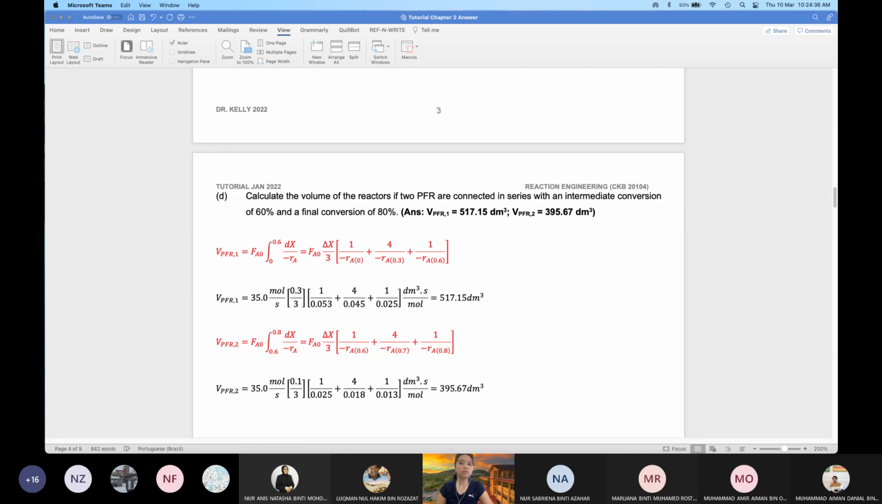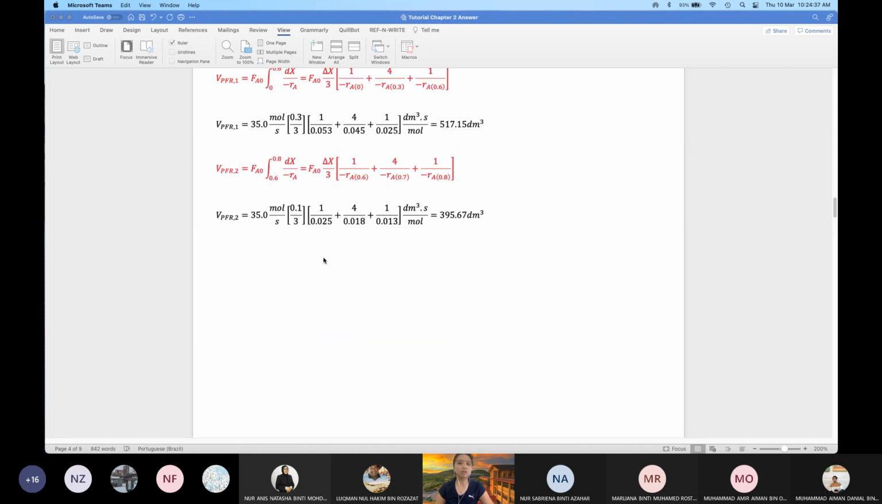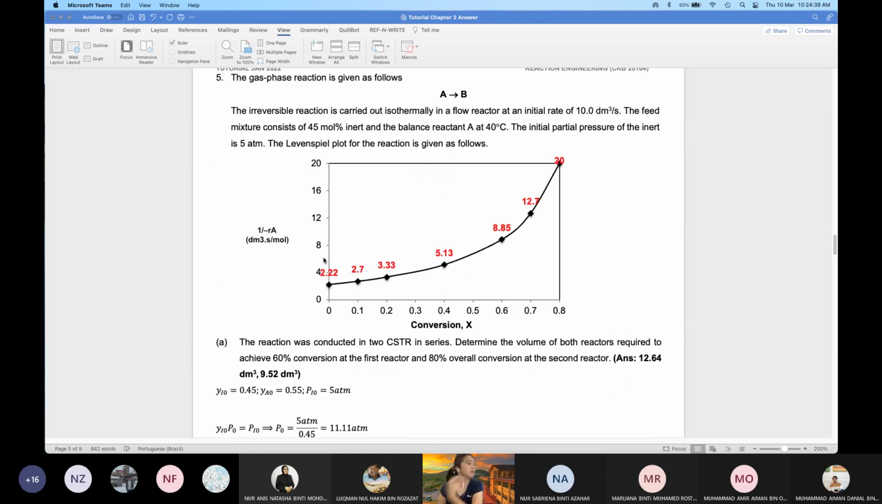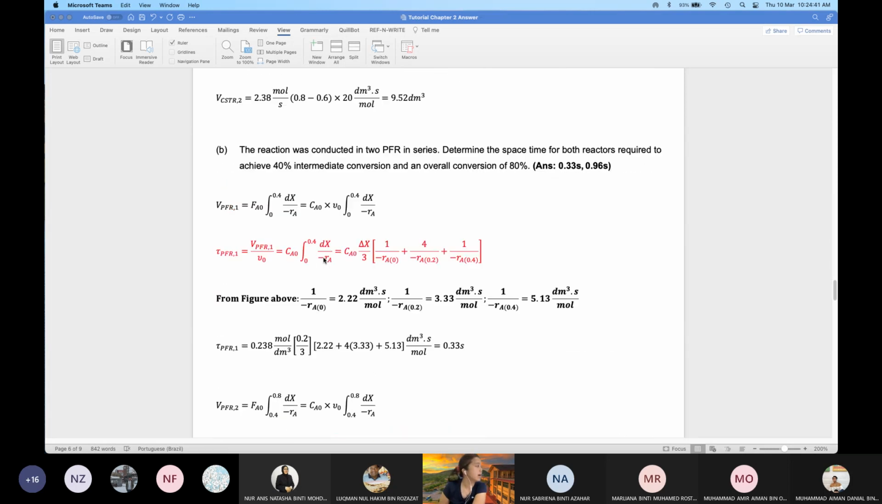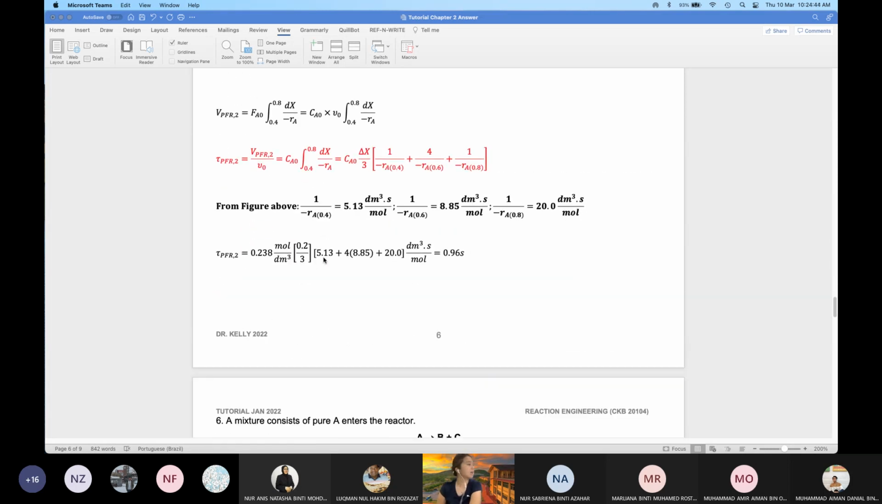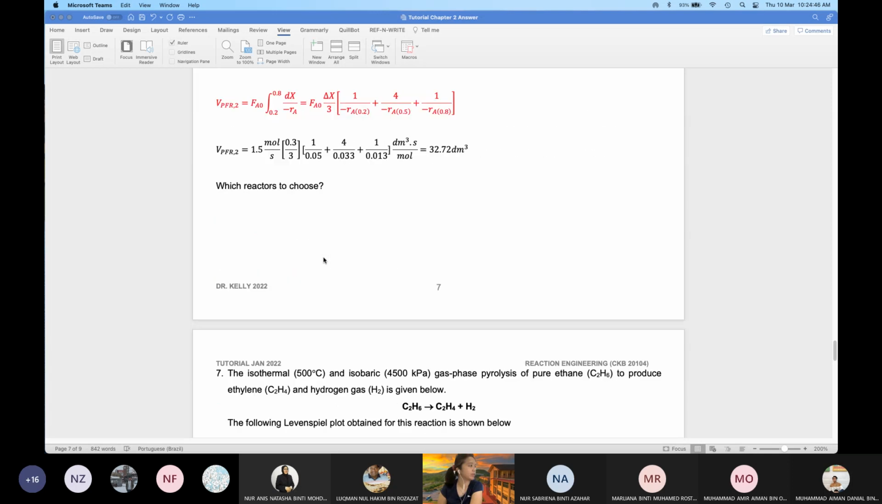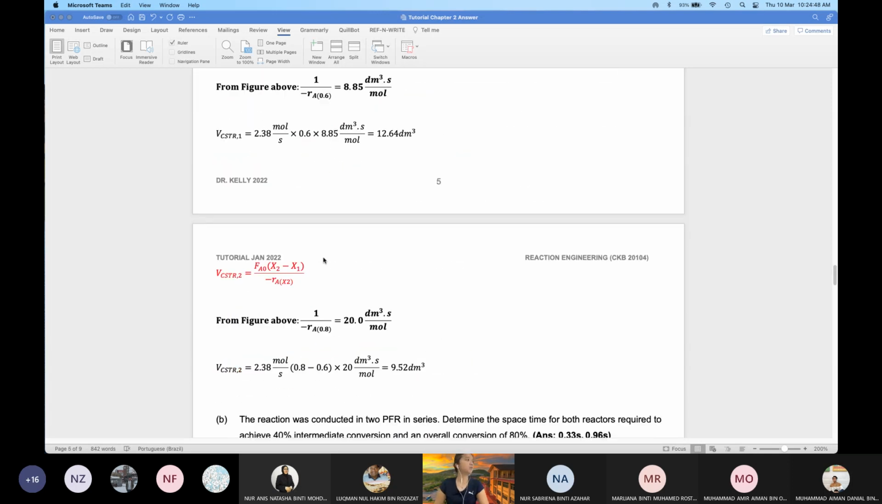Okay, alright. So we continue with the next question. So we go to question number 5. So for answer number 5, we come back to a question with Levenspiel plot. Let me check question 6. Okay, let's go to the question with Levenspiel plot.